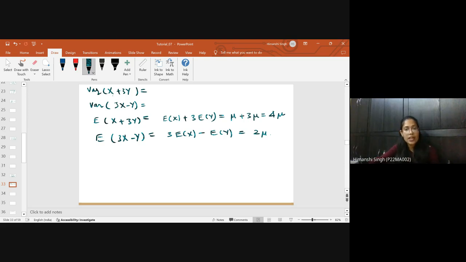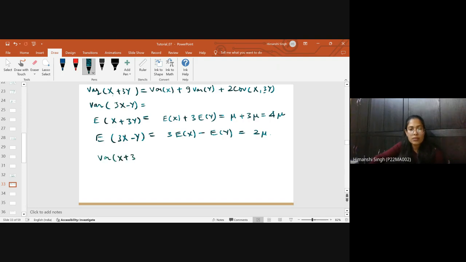Now if I need to find out the variance of x plus 3y, then by the property of the variance, it will be variance of x plus 9 times variance of y, because the square of 3 will come outside. You know this thing? Then it will be plus twice the covariance between x comma 3y. Now there is a property of covariance, that if there is any scalar in the multiplication of any of the random variable, it can come outside.